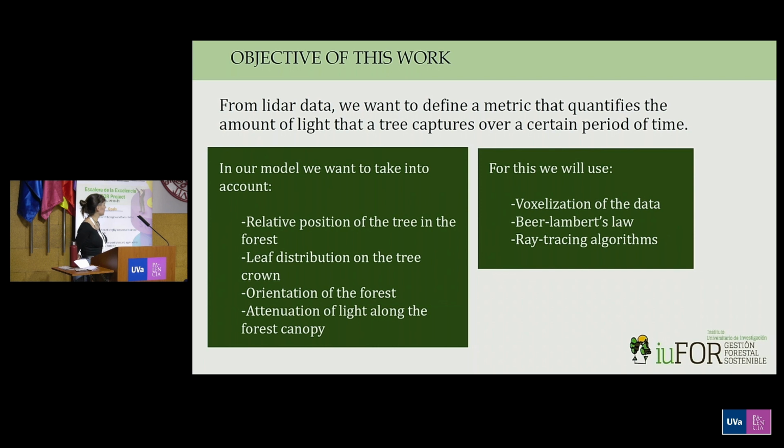Okay, so first of all, I'm going to tell you about the objective of this work. And it is, from LiDAR data, we want to define a metric that quantifies the amount of light that a tree captures in a given period of time. There are many models that do this already, but we want to take into account different things. We want to take into account the relative position of the tree in the forest, the leaf distribution of the tree crown. This is where the tree places its leaves, the orientation of the tree in the forest, and also the orientation of the forest, and the attenuation of light along the forest canopy.